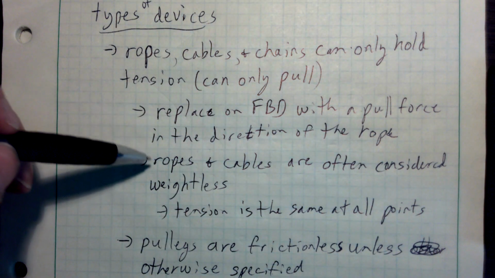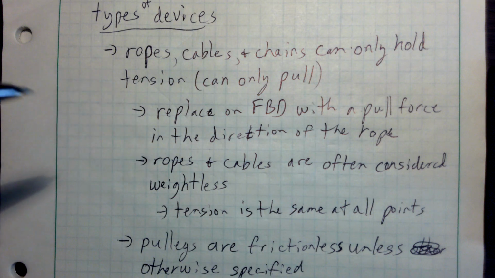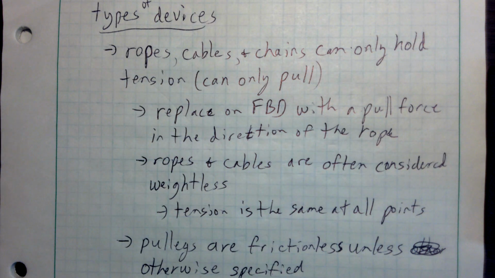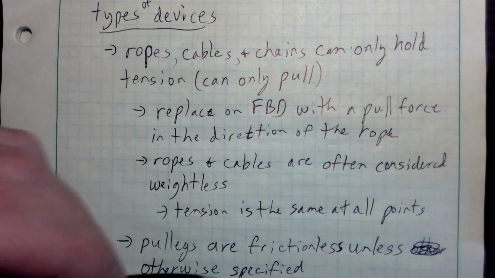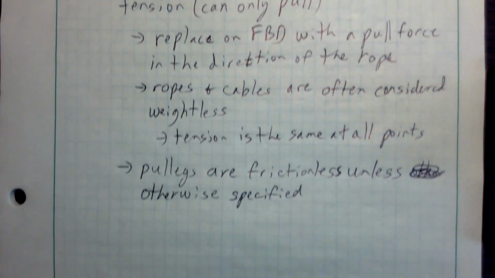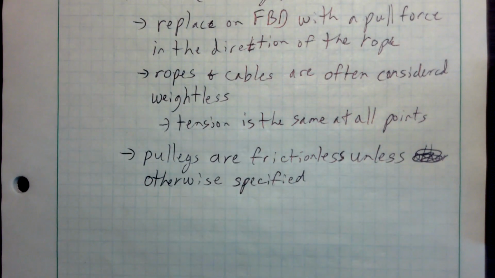Same thing with cables and ropes. They're not technically weightless, but the amount of force applied to them normally makes the weight insignificant compared to the other forces that are being applied. Same thing with the pulley. Normally, all the other forces applied to that pulley cause any friction going on inside the pulley to be insignificant. So, what does that mean? If I've got a rope or cable passing across a pulley, that means the tension is the same at all points in that cable because there's no friction in the pulley to change the force in that rope or cable.